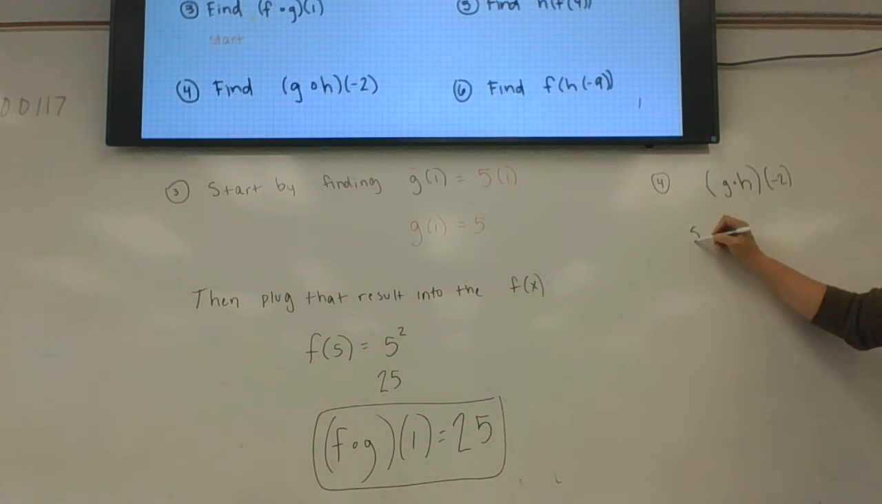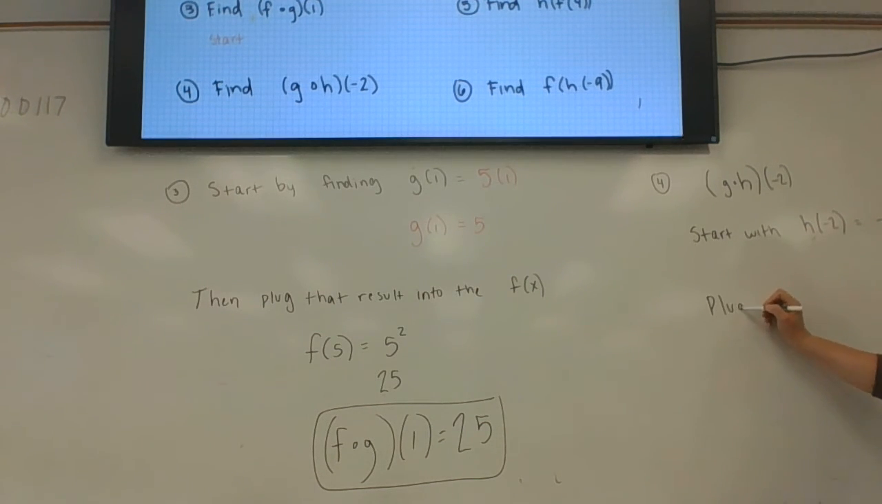Number 4. So start with H of negative 2, and I look for the function called H, and I put negative 2 in for x, and I get the result of 2. Plug that result into G. So I'm very careful to pick the right function. G of x is 5x. I do that operation, and it could be much longer. It could be so complicated, if this was like a more complicated polynomial, these are pretty short problems. So I'm going to say G of H of negative 2 gives the result of 10.